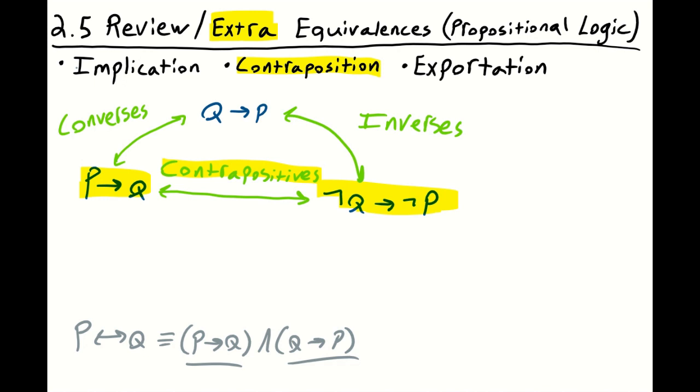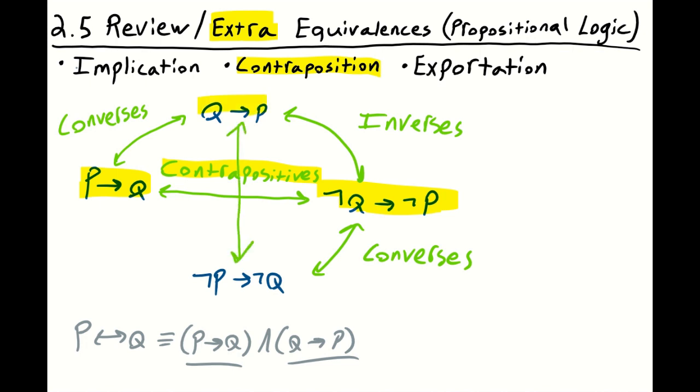We can do another conversion. So we have converses. So we move from if not Q, then not P, to if not P, then not Q. Once again, we have contrapositives here. If Q, then P, and if not P, then not Q. Those are logically equivalent. And finally, we have an inversion, because these two propositions are inverses of one another.